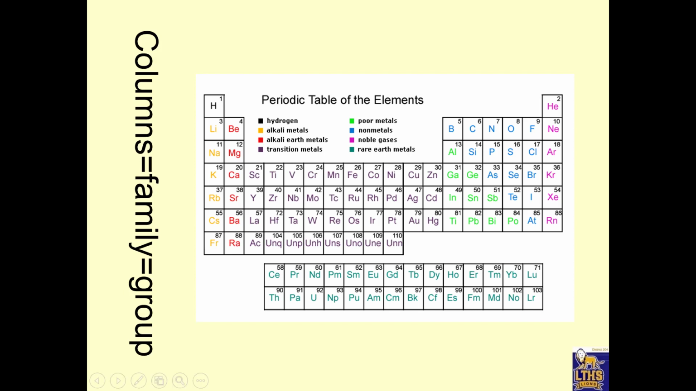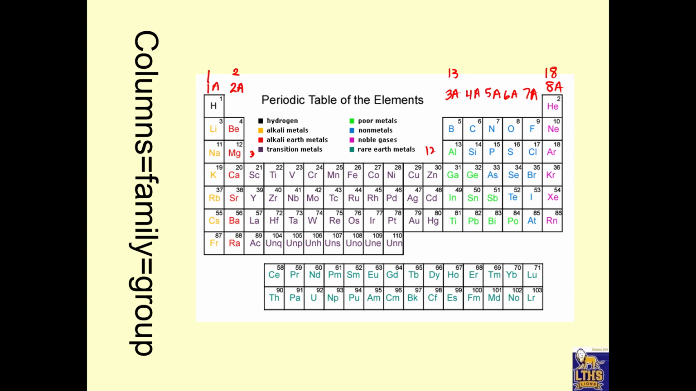Columns or families. And so this is column 1, and this is column 18, but sometimes we label them by A groups, and then it's 1 and 2, and then over here is 3, 4, 5, 6, 7, 8, 9, 10, 11, 12, and this is column 13, but we also call it 3A, 4A, 5A, 6A, 7A, and 8A. Okay, so you can number them 1 through 18, or you can number them with these A groups, and we're going to see some patterns, but columns or families or groups.